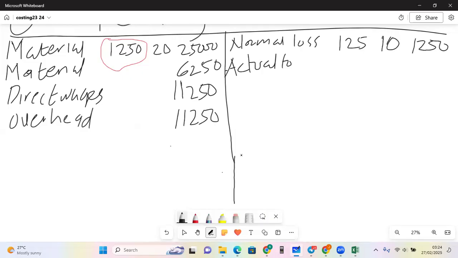The other process is what? Blending. That's 1125. So when we find 90% of this, it is equal to this 1125, then we are safe. There's nothing like an abnormal loss or abnormal gain. So let's find 90% of 1250. So 90% times 1250, then it's 1125. So hooray, we have nothing here.